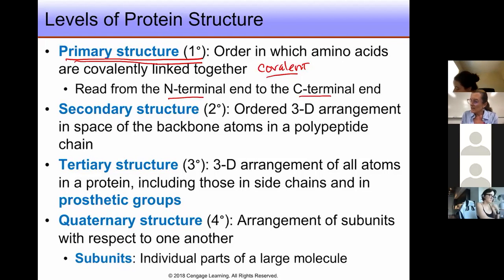The next level of structure is secondary structure, and there's a couple different flavors of it. It's the ordered three-dimensional arrangement of the backbone. The backbone of a protein is everything but the R groups. If we're referring to the backbone, it's that N-C-alpha part of it that I was talking about. So the backbone is everything but the R groups.